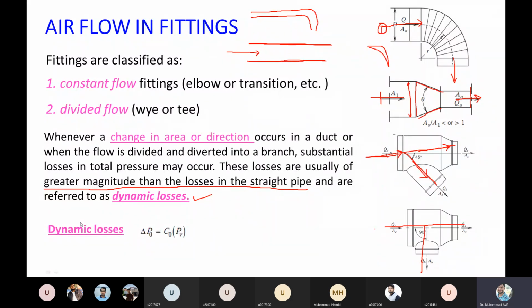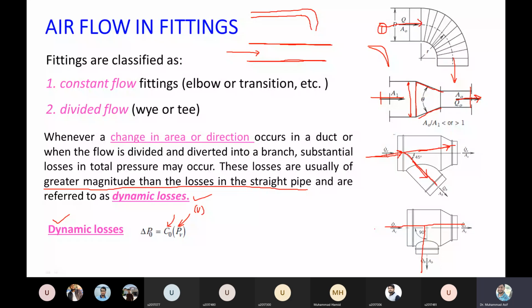So you can calculate the value of the pressure loss, which is also called the dynamic losses, from the fitting by using this formula. This formula is a function of a friction constant, which is also called the friction coefficient, and the velocity head. Velocity head we just studied in the previous class, even in today's lecture as well. So velocity head is a function of velocity only. I mean, if you know the velocity, you can calculate the pressure head.